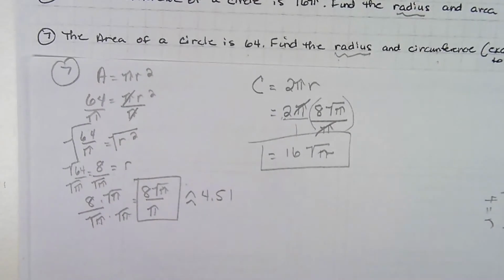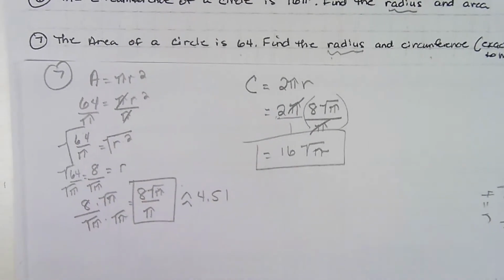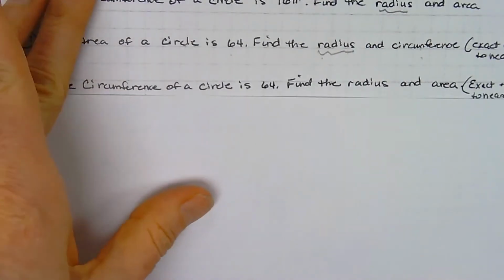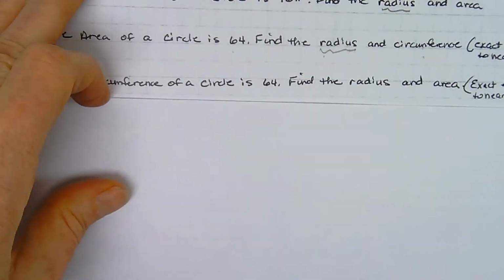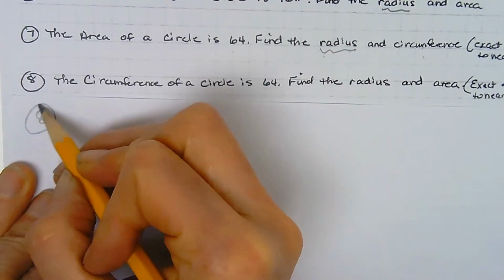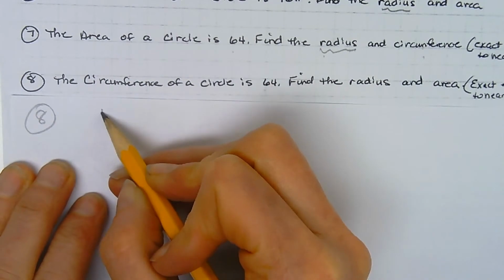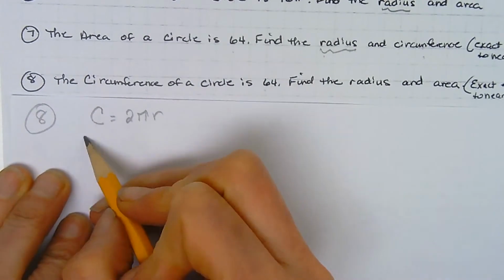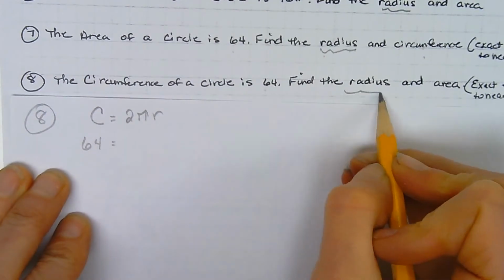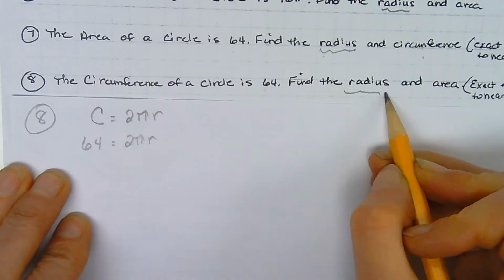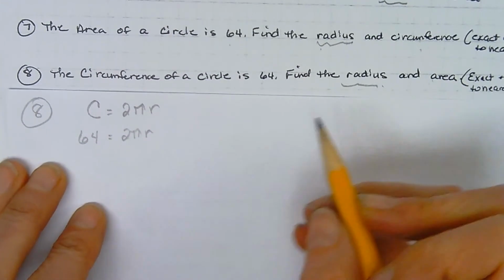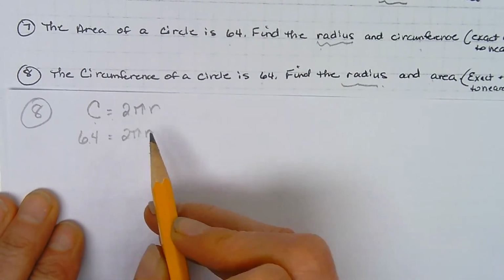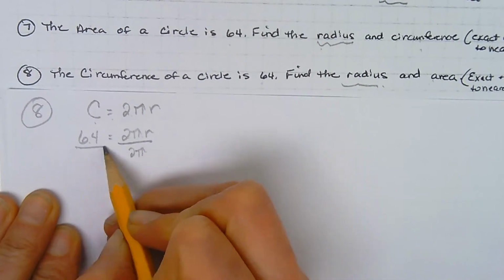Now number 8 is similarly messy, with radicals and pi's that we're kind of unfamiliar with seeing this way. Number 8. The circumference of a circle is 64. So the circumference of a circle is 2 pi r. I'll put 64 in for the circumference, and we're asked to find the radius, and then we'll use that to find the area. So the circumference equals 2 pi r. 64 is the circumference. Let's solve for r. We'll divide both sides by 2 pi.